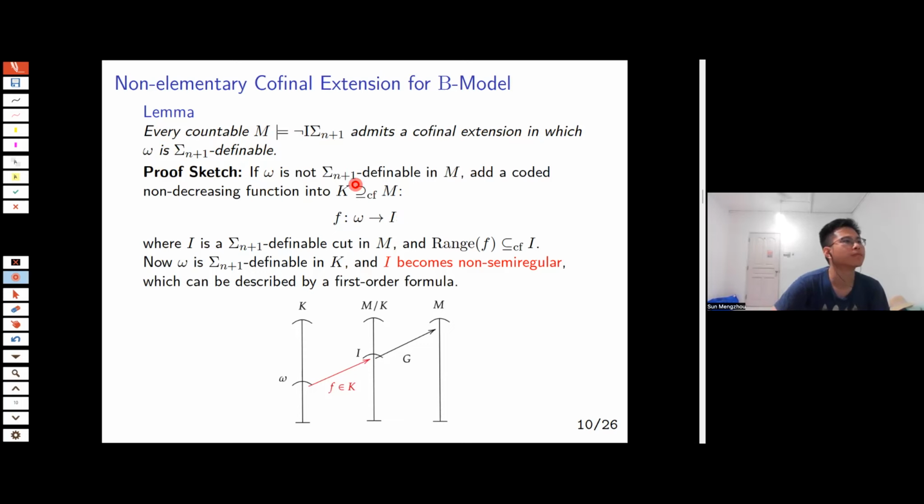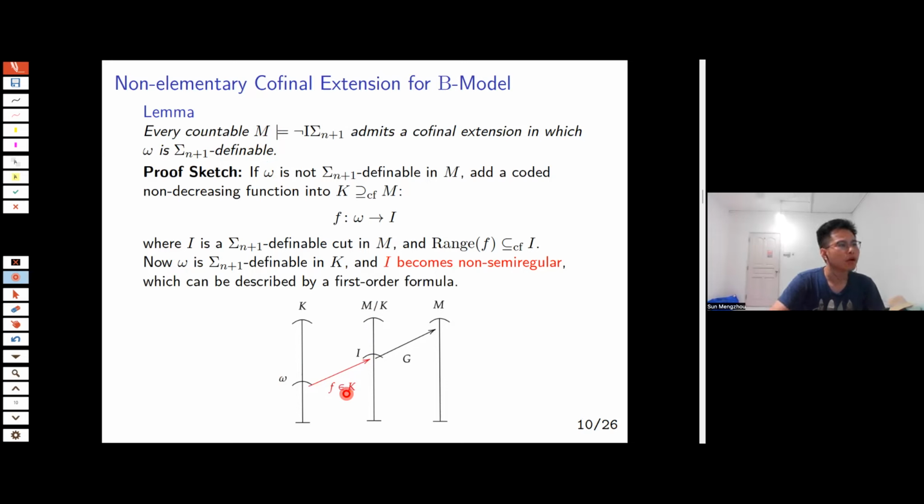So here's what we do. We add a coded non-decreasing function into K from omega to I. Here we use the fact that M is countable. M is countable, then the cut I is countable, so it contains a subset which has order type omega. And we take the bijection between this subset and omega, and that will be the function f.